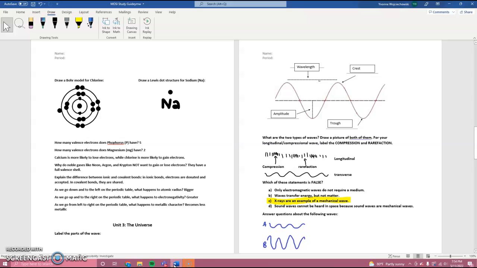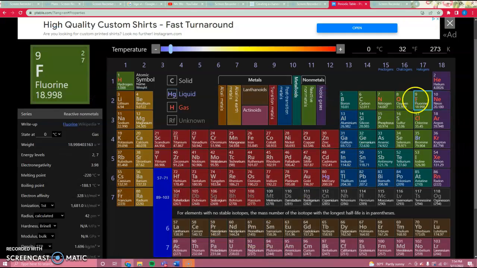As we go up and to the right, what happens to electronegativity? It gets greater. Fluorine in this upper right corner is the most electronegative element. That just means that they like taking electrons. So as you get up into this corner, things like taking electrons more, and as you get to this corner, they like giving up their electrons more.